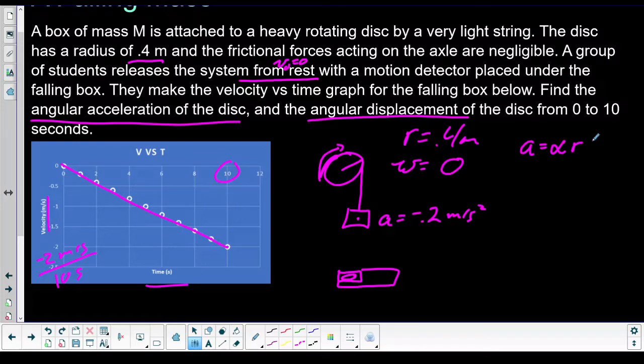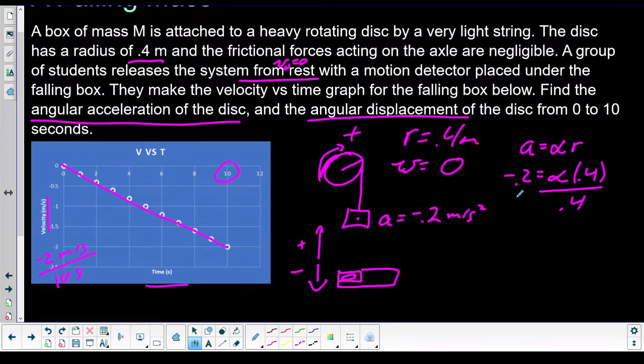So let's plug in our radius, which is 0.4, and our acceleration, which is -0.2, and we will find our angular acceleration. Keep in mind that this negative is just because of the graph. Because this thing is falling towards the motion detector, they're saying away from the motion detector is plus, and towards it is negative. So this is just a directional thing. We could say that rotating this way is the positive direction. That's fine.